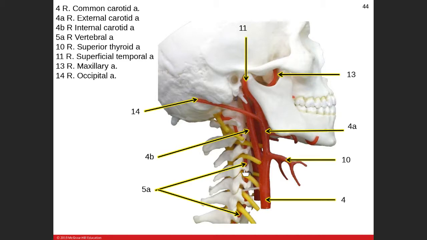All right, so again, make sure that you know the right and left. That's going to be key. It's huge. Huge, huge, huge.